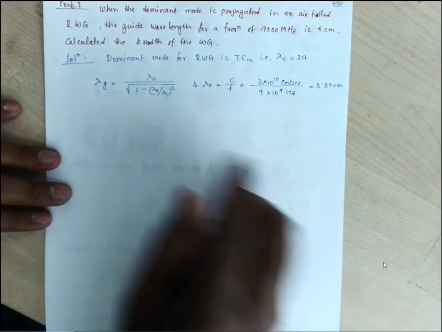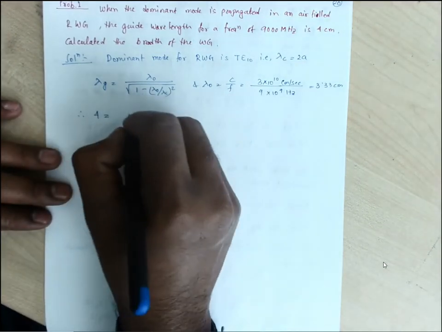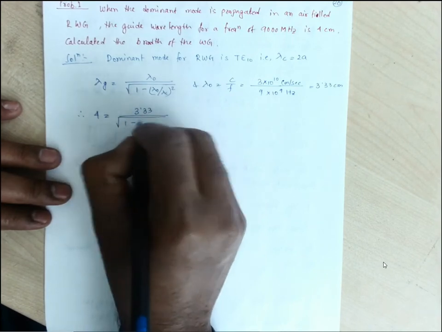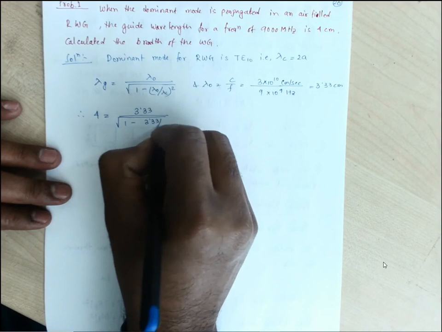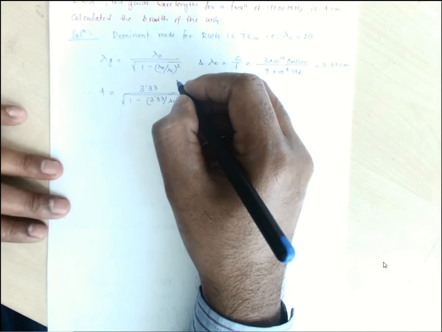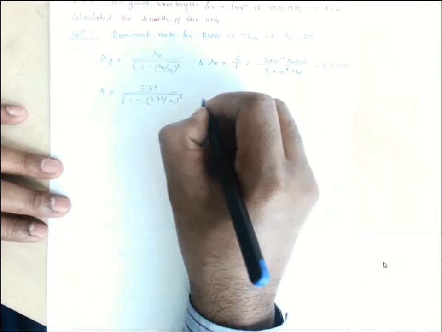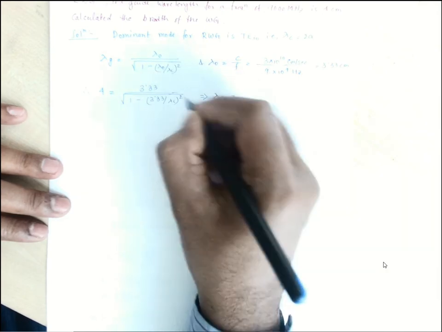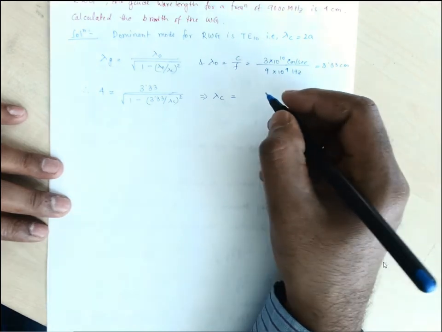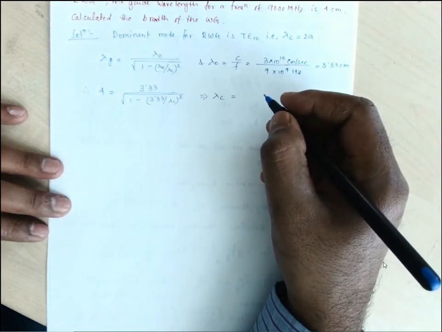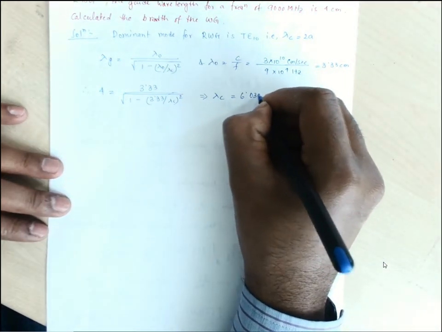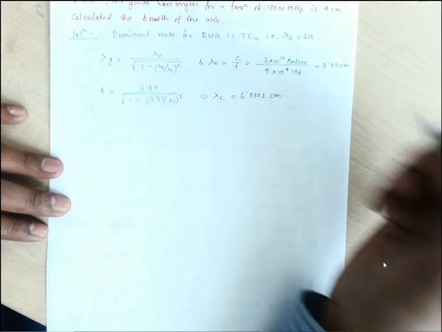Lambda g is given as 4. Lambda naught we have derived as 3.33. So 4 equals 3.33 by root over 1 minus 3.33 by lambda c whole square. From here we can find lambda c, you just do this background calculation. This lambda c comes out as 6.0302 centimeter.